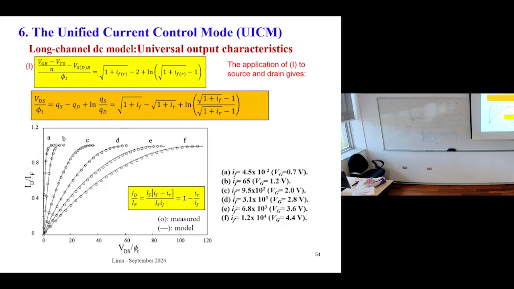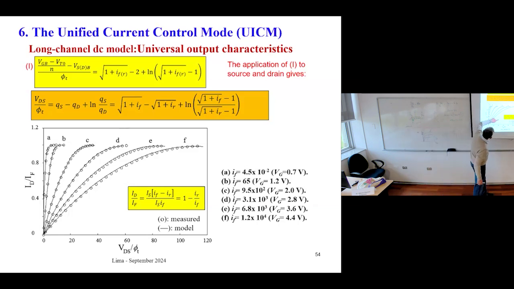But now, if the inversion level increases, you have a shift of what we call saturation voltage to the right. This is also very important for low voltage designs. Assume that phi t is 25 millivolts. If you have, for example, VDS over phi t equal to 40, which is this voltage here.